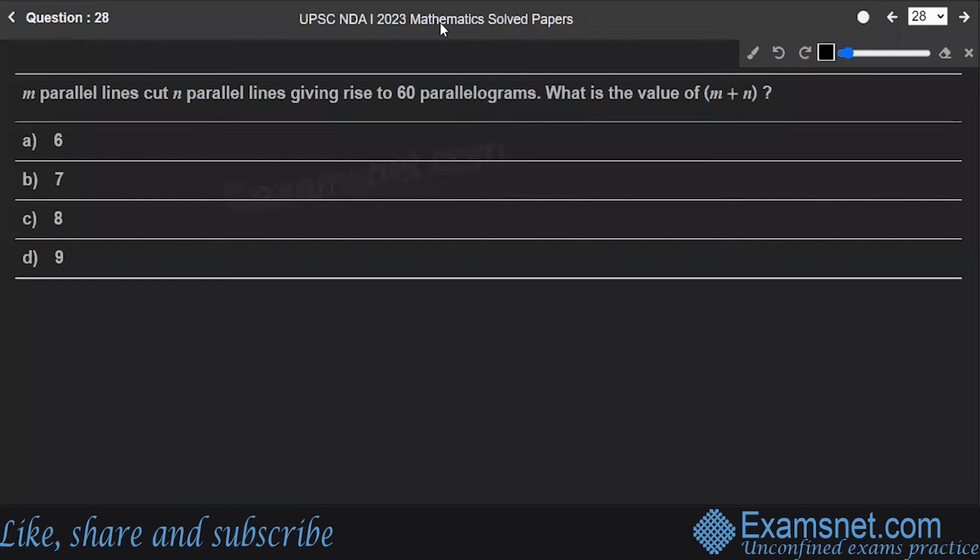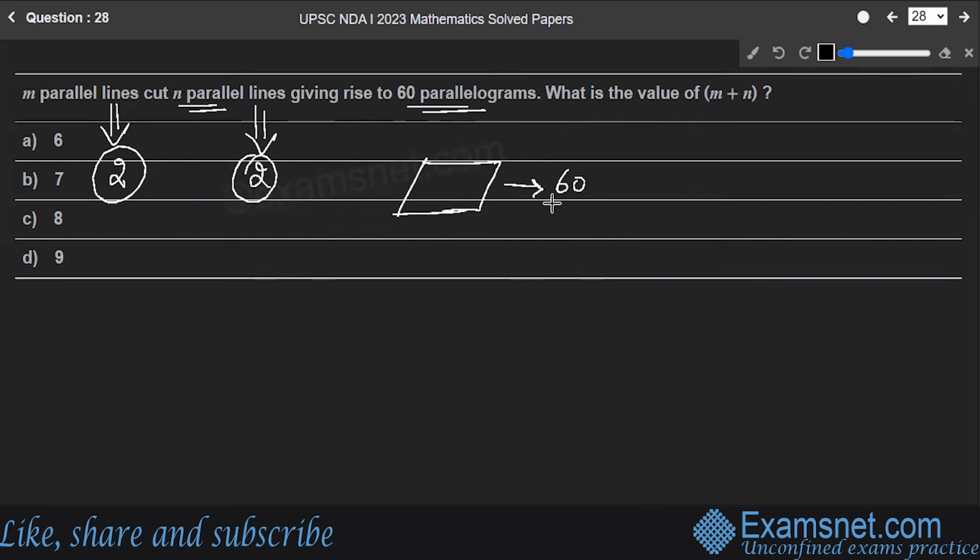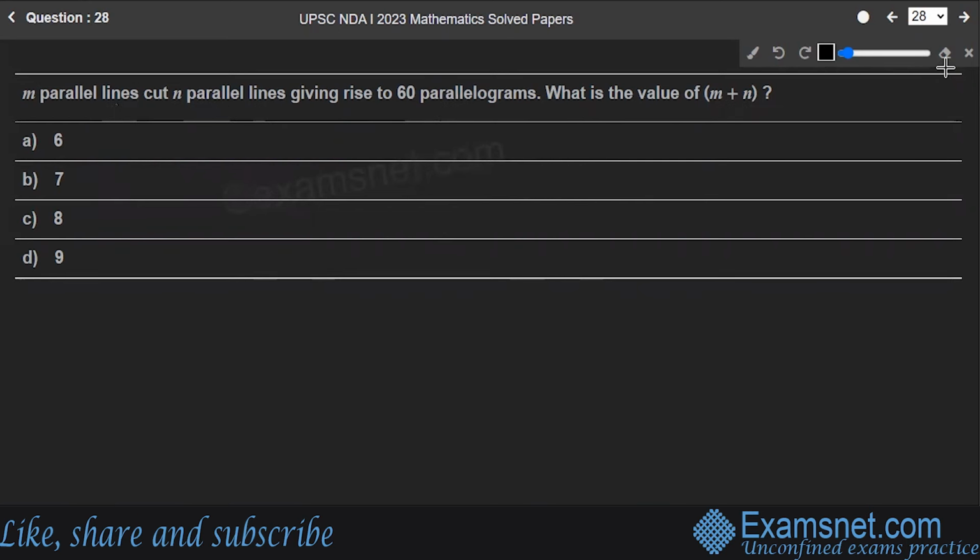Question number 28. It says m parallel lines cut n parallel lines to give rise to 60 parallelograms. So from the m parallel lines, I'll choose 2 lines, and from n also I'll choose 2 lines to make one parallelogram. Similarly, choosing such lines, I get 60 parallelograms. Then what is the value of m plus n?